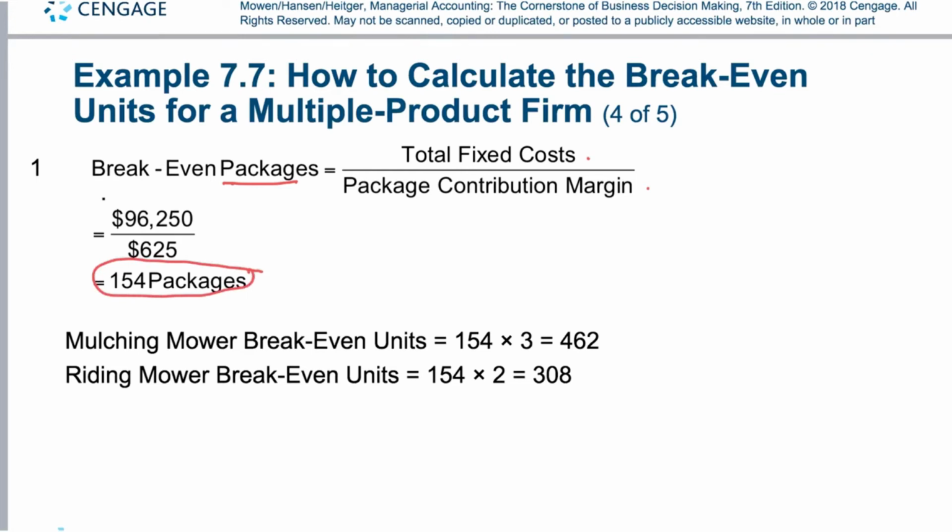Now each package consists of 3 mulching mowers and 2 riding mowers. That means in order to break even at this sales mix, and that's the key assumption, that the sales mix is known, right? If you don't know what your sales mix is, then you can't do any of this. But at that sales mix of 3 to 2, we need to sell 462 mulching mowers and 308 riding mowers in order to break even.